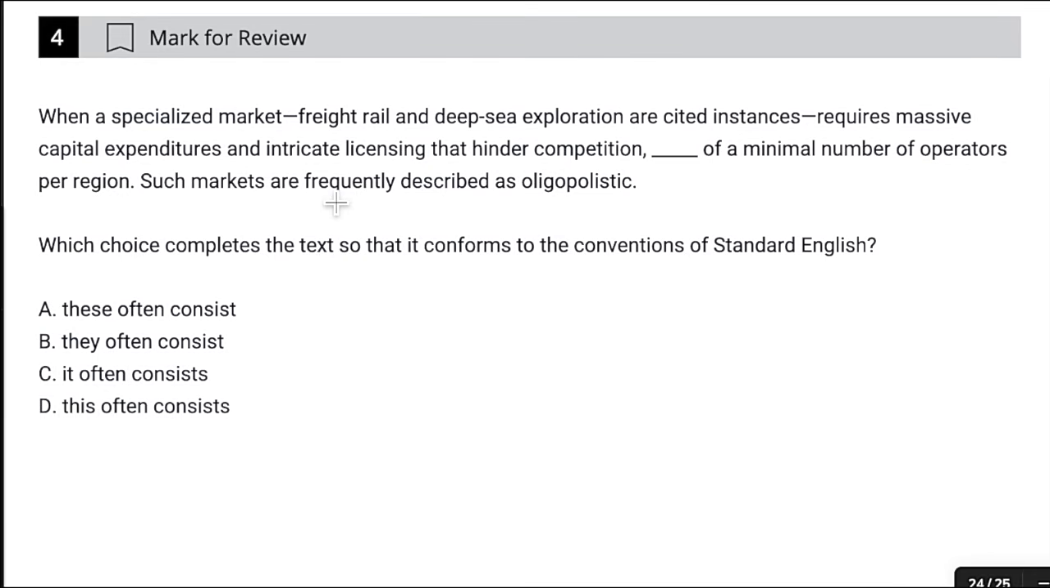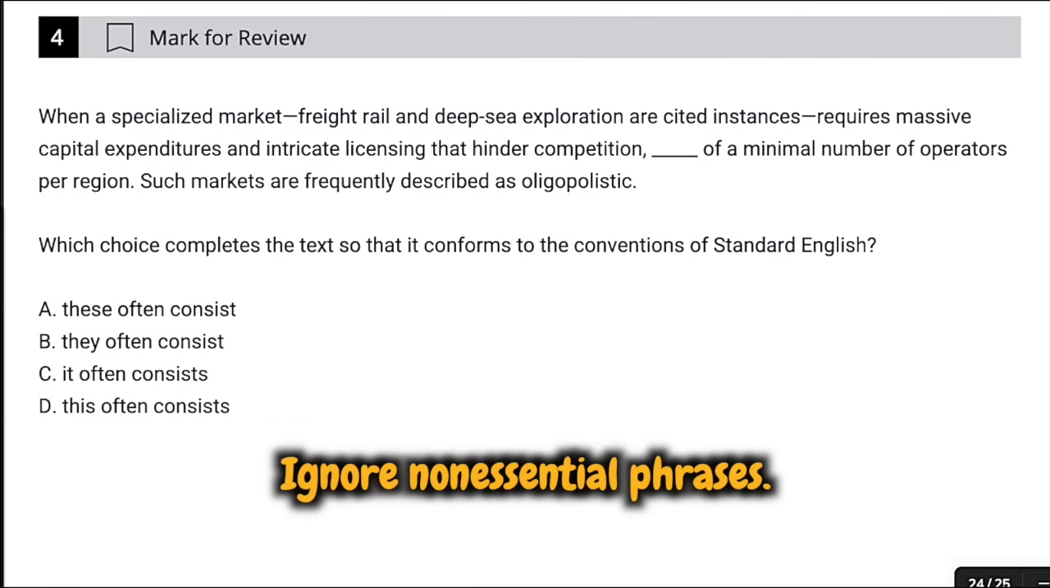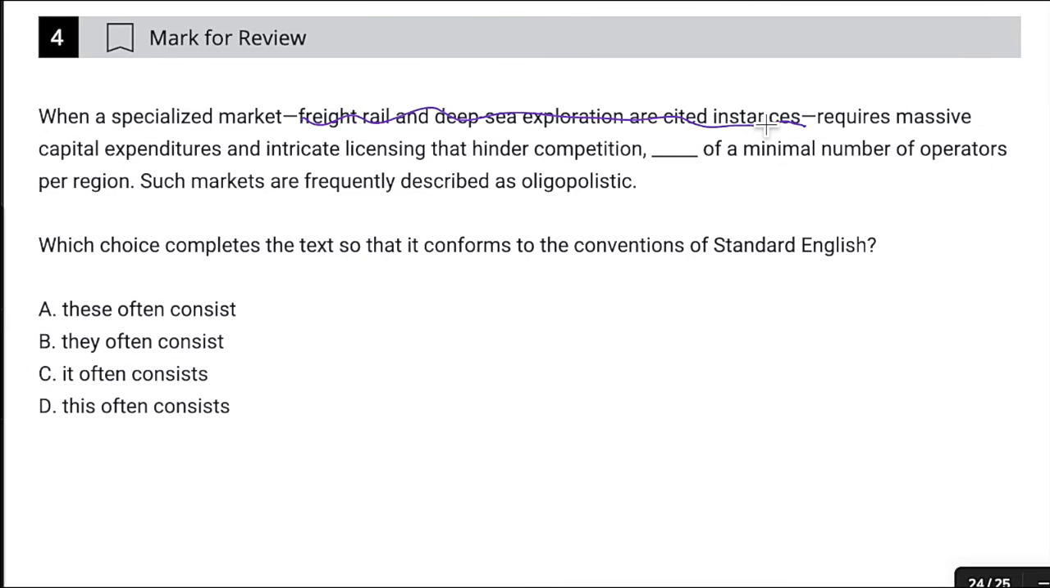Be careful though, because some of the harder ones are going to look more like this, where the antecedent is kind of hiding from you. And to make things easy, get rid of any sort of non-essential information. A dash sandwich would signify non-essential information. We could also ignore the second half of this plural object here. And then we're basically saying when a specialized market requires massive expenditures, blank a minimal number of.